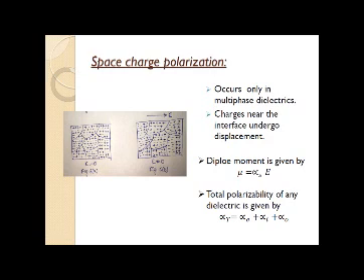Now, the total polarizability of any dielectric can be written as the sum of electronic, ionic and orientation polarizabilities. Usually, the space charge polarizability will be neglected because it occurs only at the interface.